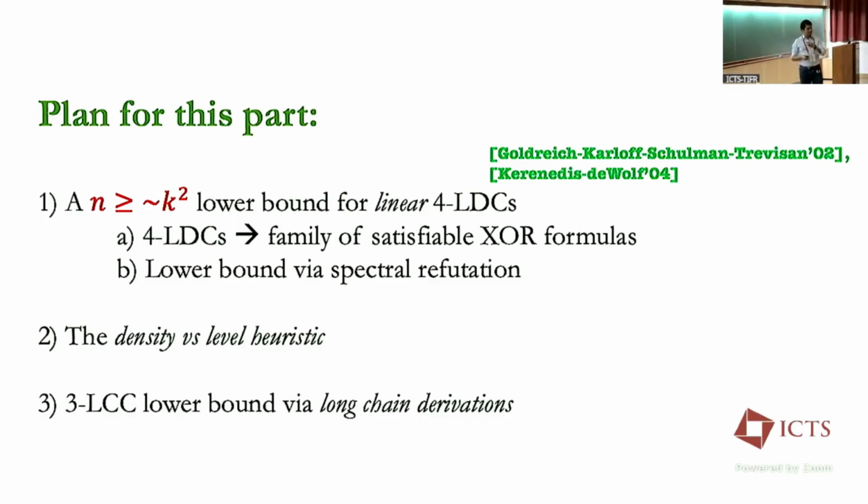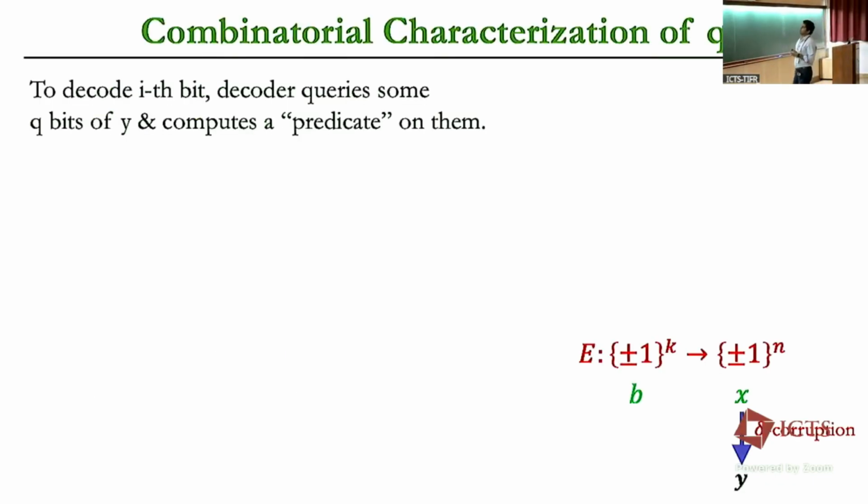And I'll do it in the way that I promised you. I'll reduce 4 LDC lower bounds to basically a family of XOR formulas being satisfiable, and then pick a random one and make it unsatisfiable and so on. Okay, that's how I'll do it. Good. So that's coding theory for you. What we're going to do is first observe that we have to somehow associate this 4 LDC lower bound problem to some 4 XOR problem. There are going to be some 4 tuples. Which 4 tuples?